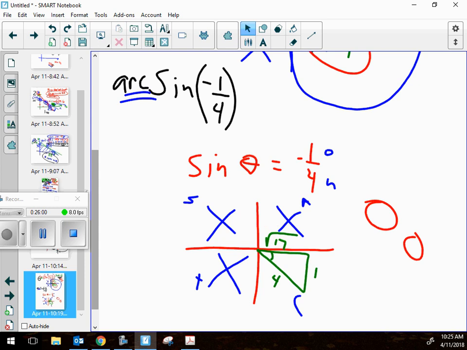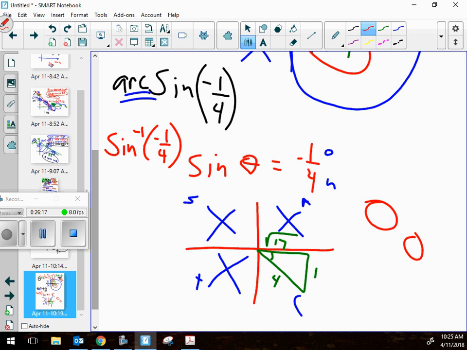But if they don't ask me, if they just ask me for what is the angle here, you'd have to default back to, if I had a calculator, I would type this. Inverse sine of negative 1/4. But is that the only answer? In this problem, that's the only answer, and we'd be done. And yeah, I know, that's like writing the problem over again.